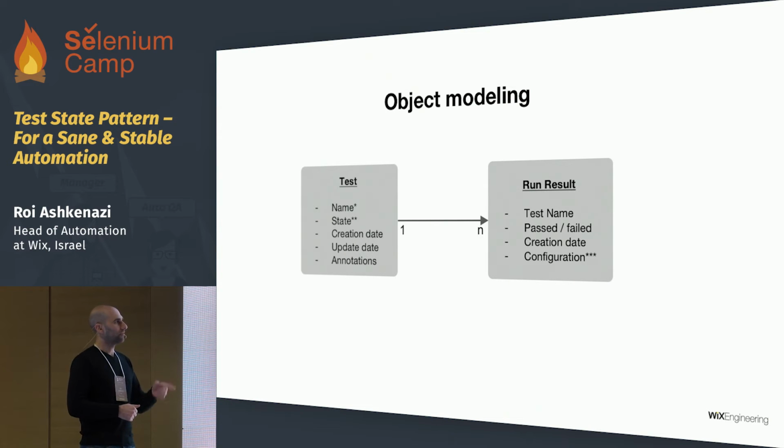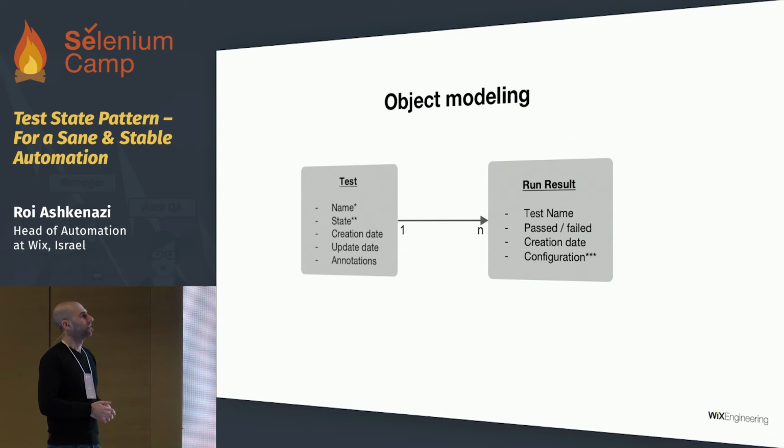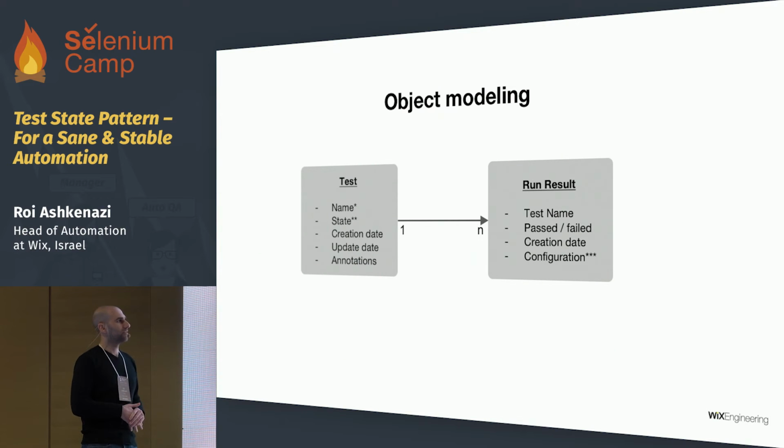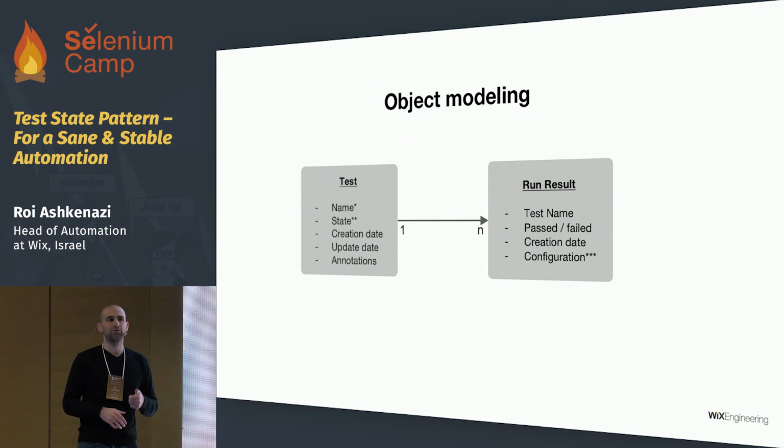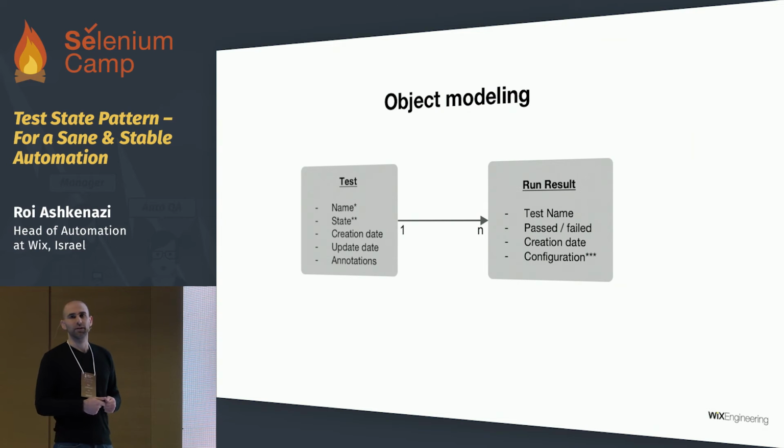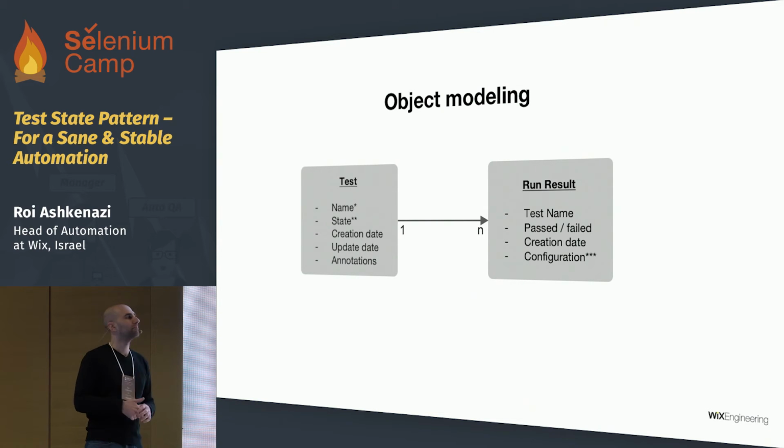And the run result just tells us if the test passed or failed, which kind of failure it was, and again, the update date and creation date, and of course, a lot of metadata about the result itself: which browser, which framework, and everything we need in order to make our algorithm more accurate.